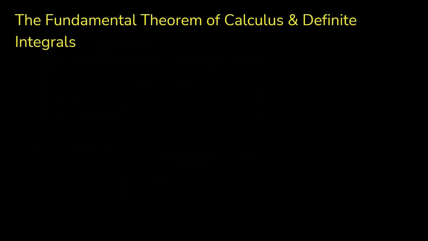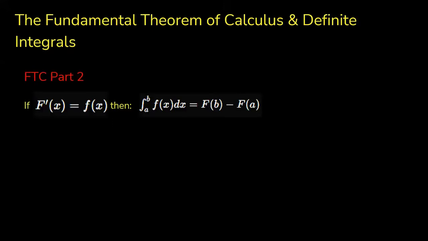Now, for the second part of the Fundamental Theorem of Calculus, this tells us how to evaluate definite integrals. If capital F prime is equal to little f, then the definite integral from a to b of little f is equal to capital F of b minus capital F of a. This means you find the antiderivative of little f, plug in the upper and lower limits, and subtract.